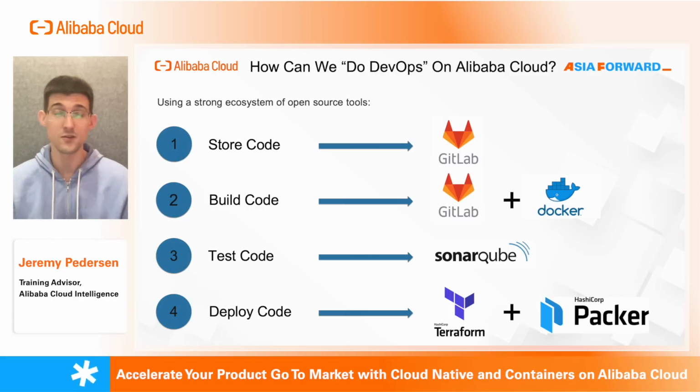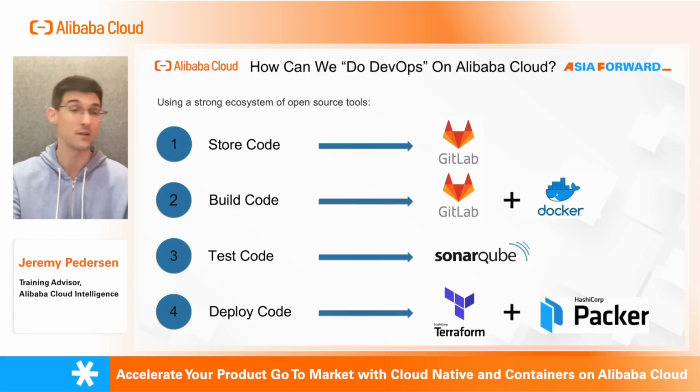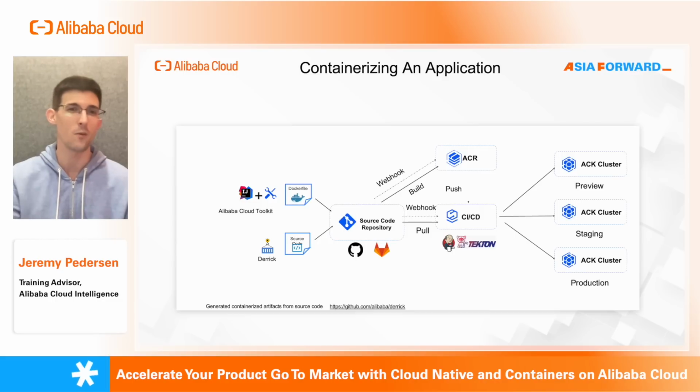And then deployment is usually going to be done using additional infrastructure automation tools like Terraform or Packer, which can automate the deployment of a Kubernetes cluster on Alibaba Cloud. You could even have your Kubernetes cluster be spun up on demand, fresh, every time you change your code, if you wanted to. You don't have to do it that way.